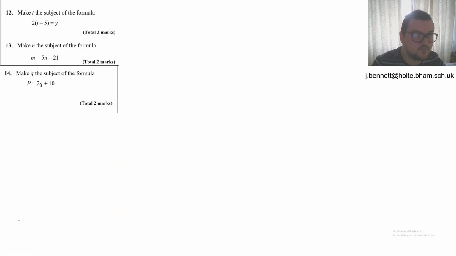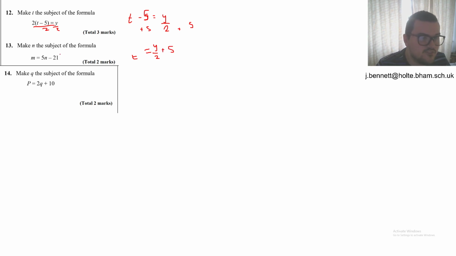Let's go on to the next part. Make t subject of the formula. So, we're going to divide both sides by 2. So, t minus 5 equals y over 2. Making that a bit clearer as a 5. Then we're going to add 5 to both sides. t equals y over 2 plus 5.